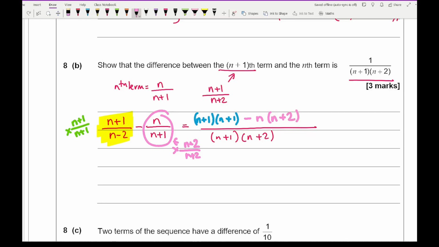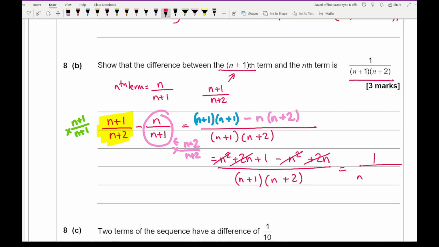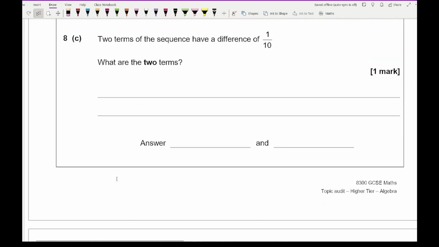So from this, what we then need to do is just simply expand the numerator out. So that's going to be n squared plus 2n plus 1 minus n squared plus 2n all over n plus 1, n plus 2. That should be a plus, let me just correct that. And then cancelling things out, I'm left with 1 over n plus 1, n plus 2, which is what they wanted me to show. Then for 8c, it says 2 terms of the sequence have a difference of 1 over 10. Which are the 2 terms?